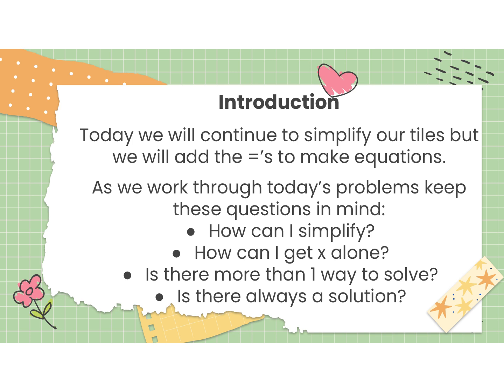So today we're going to continue to simplify the tiles, but we're going to add the equal sign finally and make our expressions equations. As we work through today's problems, I want you to keep a couple of questions in mind. How can I simplify this? And how do I get x alone? What does that look like? Is there more than one way to do it? If you worked with your elbow partner, would they have a different way to solve it? And is there always a solution? That last one is something that we're going to just dabble with a little today, and we will really process that on Thursday together.